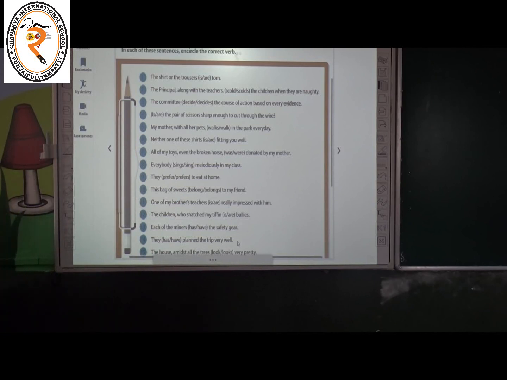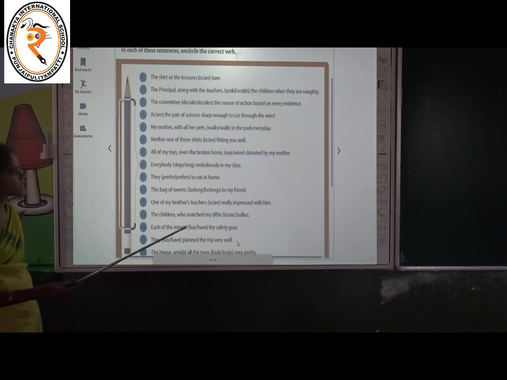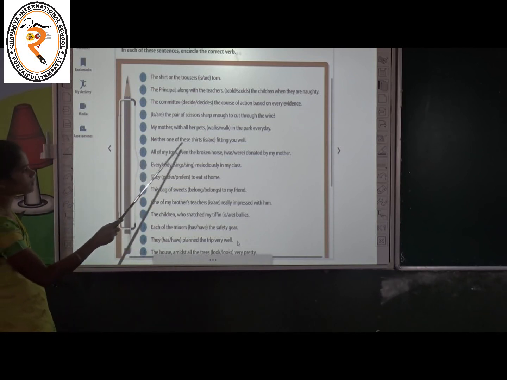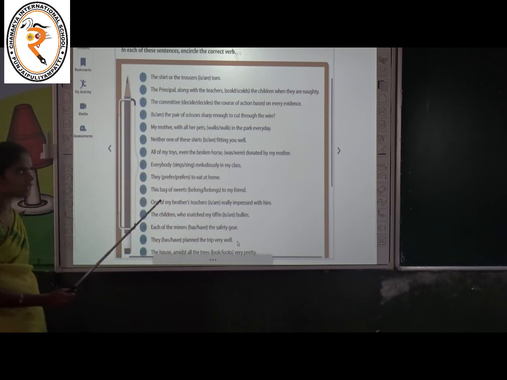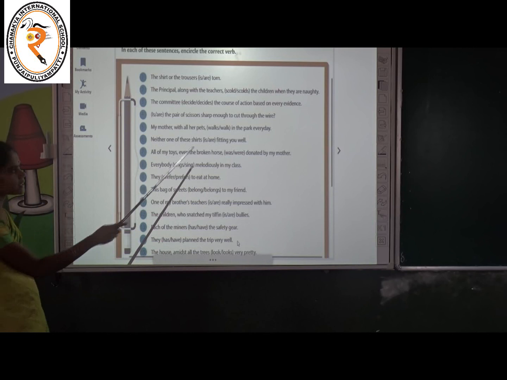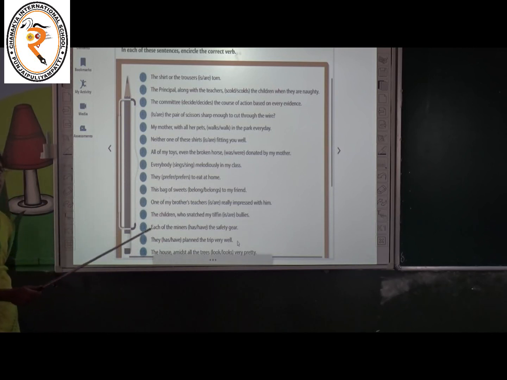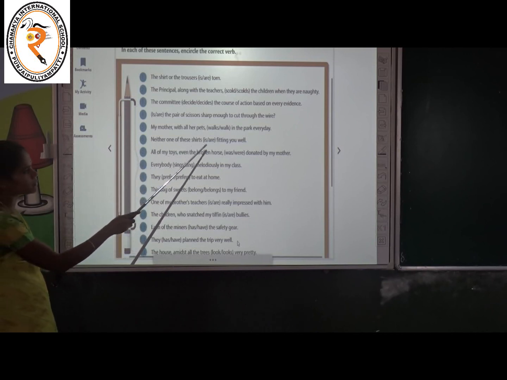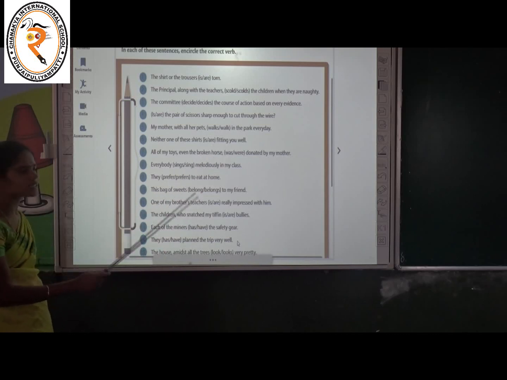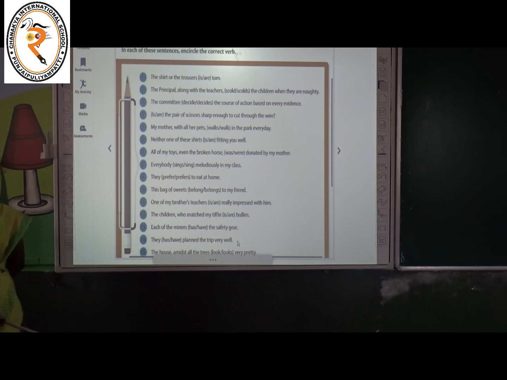And the sixth one, neither one of these verbs is or are fitting you well. So which one comes, is or are? If it is singular, it comes is. If it is plural, it comes are. Here, neither one of these verbs is or are fitting you well. So what is the answer? It is is. So answer the verb is.